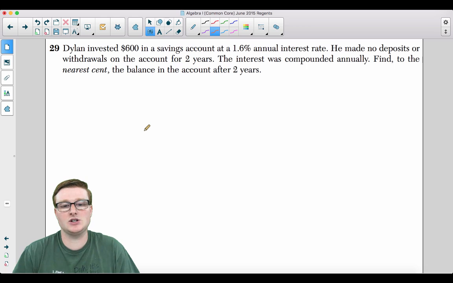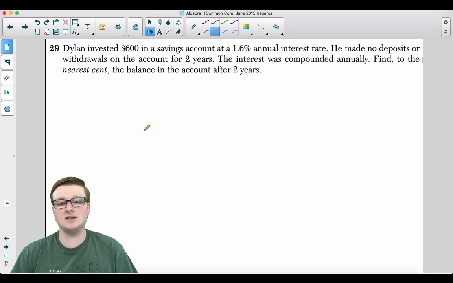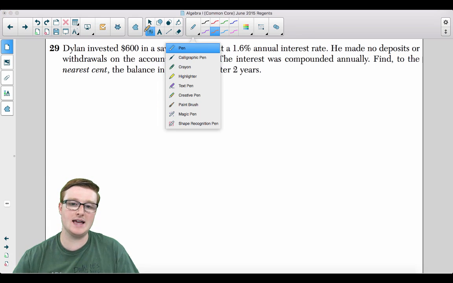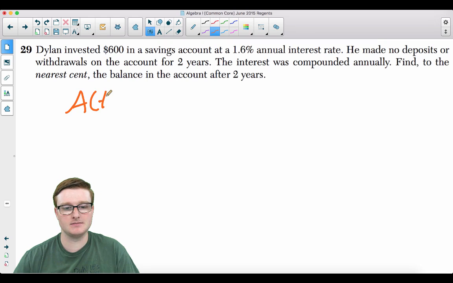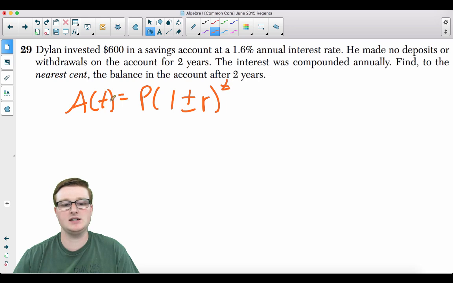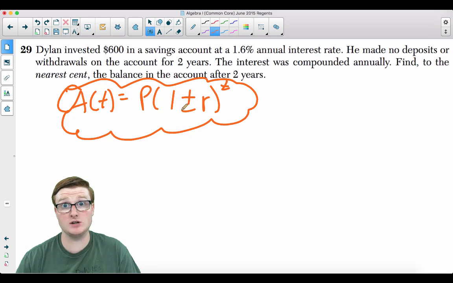Dylan invested $600 in a savings account at a 1.6% annual interest rate. He made no deposits or withdrawals on the account for 2 years. The interest was compounded annually. Find to the nearest cent the balance in the account after 2 years. So again, you need to know A of t is equal to P times 1 plus or minus the rate raised to the t power. Now, since this is interest, we are using a plus function because his account is increasing in value.